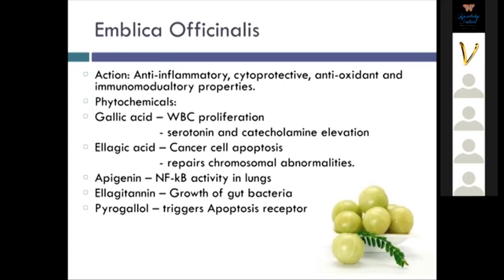Now, pyrogallol. Pyrogallol helps to increase the BAX expression. Like we've seen, BAX is an apoptotic protein. This BAX is increased and helps to cause the apoptosis. So pyrogallol in Emblica officinalis helps in this aspect. Next slide, please.